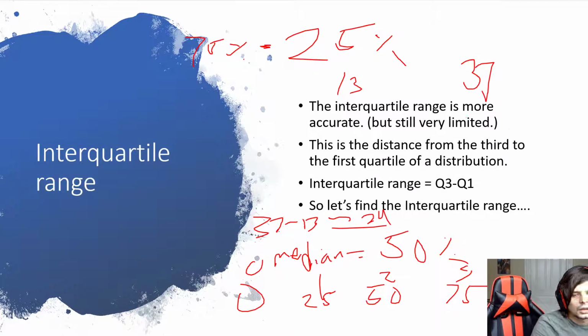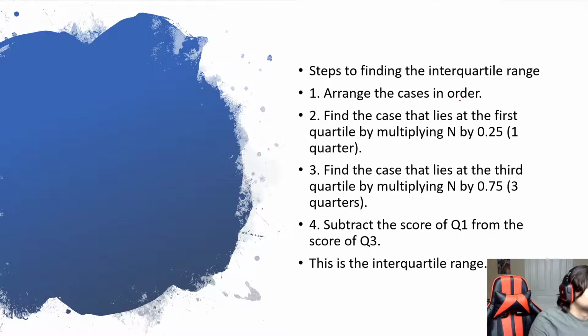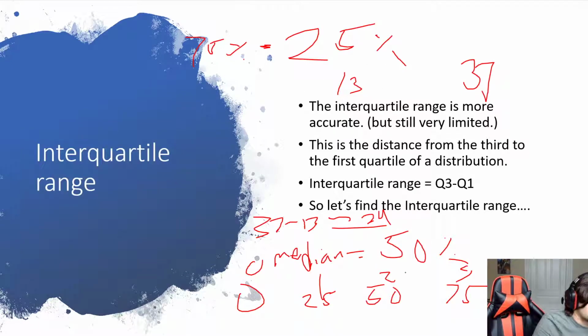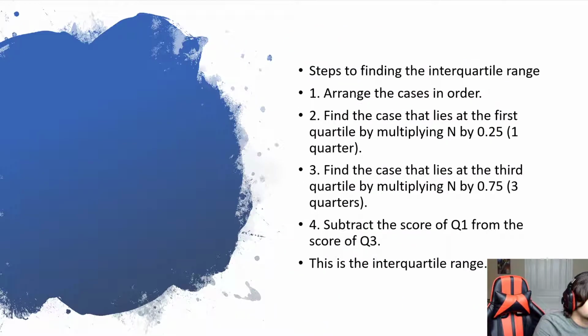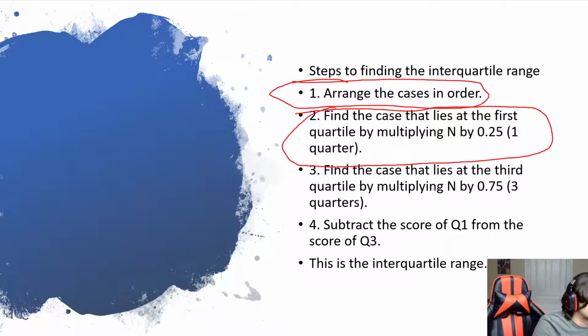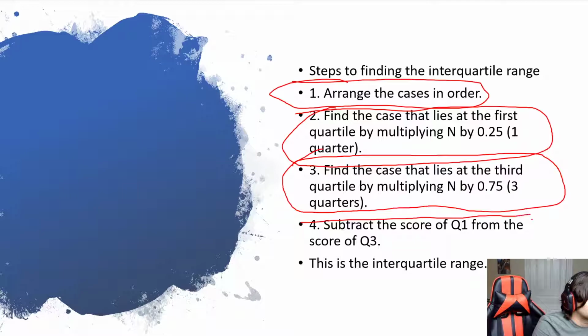Mental math. Anyway. So, steps to find the interquartile range. Remember that I said the median is the 50th percentile. It's the same deal as finding the median. You arrange your cases in order. You find the case that lies at the first quartile by multiplying n by 0.25. Find the case that lies at the third quartile by multiplying n by 0.75, or 3/4. Subtract the score of Q1 from Q3, and this is our interquartile range. Okay.